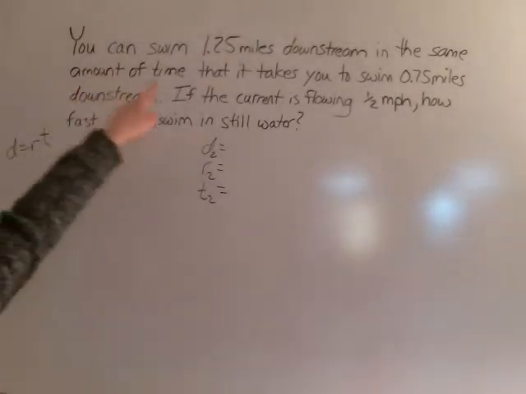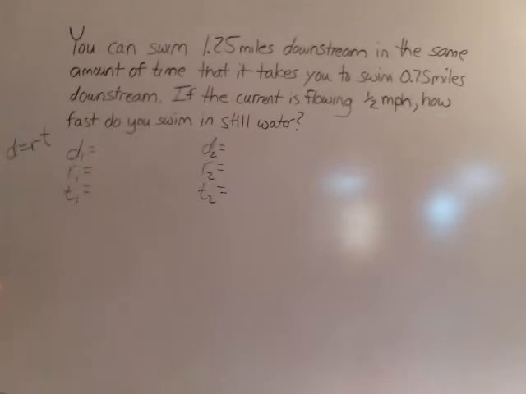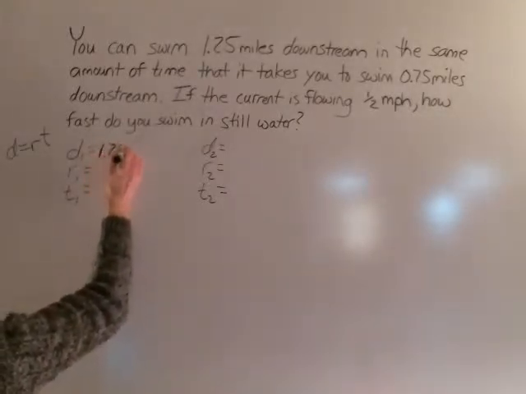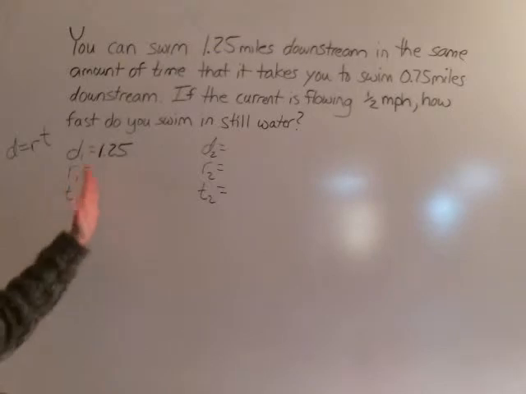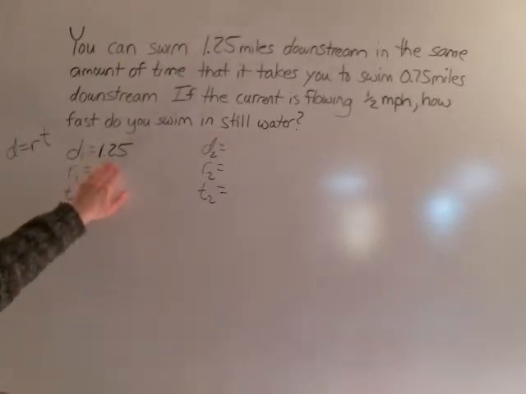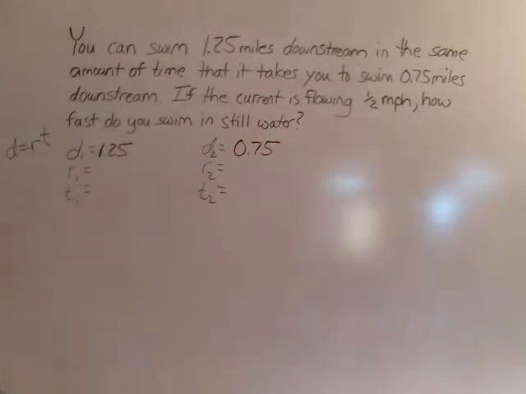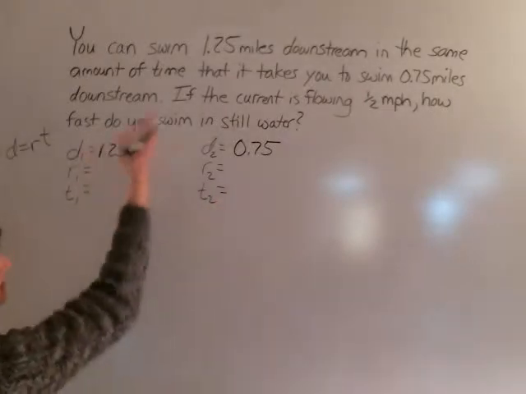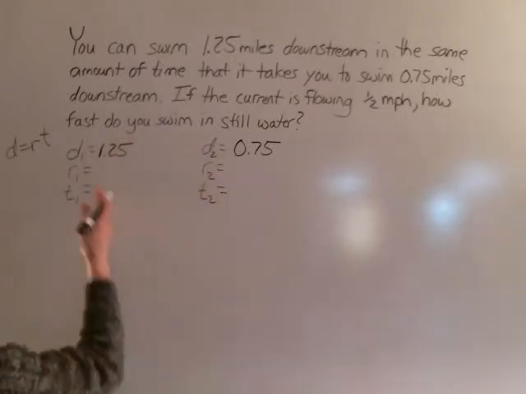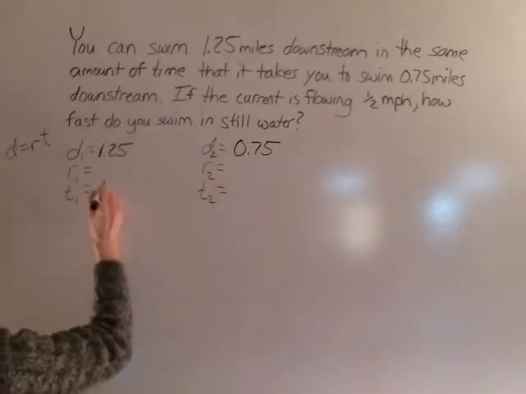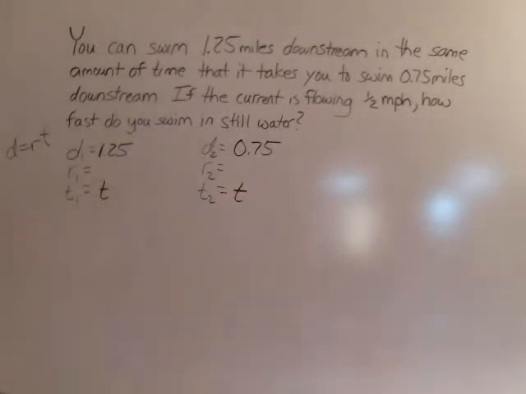Now the first sentence says that you can swim 1.25 miles downstream, so this will be downstream then. 1.25 miles downstream in the same amount of time that it takes you to swim 0.75 miles upstream. So here's downstream, here's upstream, same amount of time. That means that, and it never tells me how long that is, so I don't know the time, but it's the same amount, so I can say this is T and this is T.